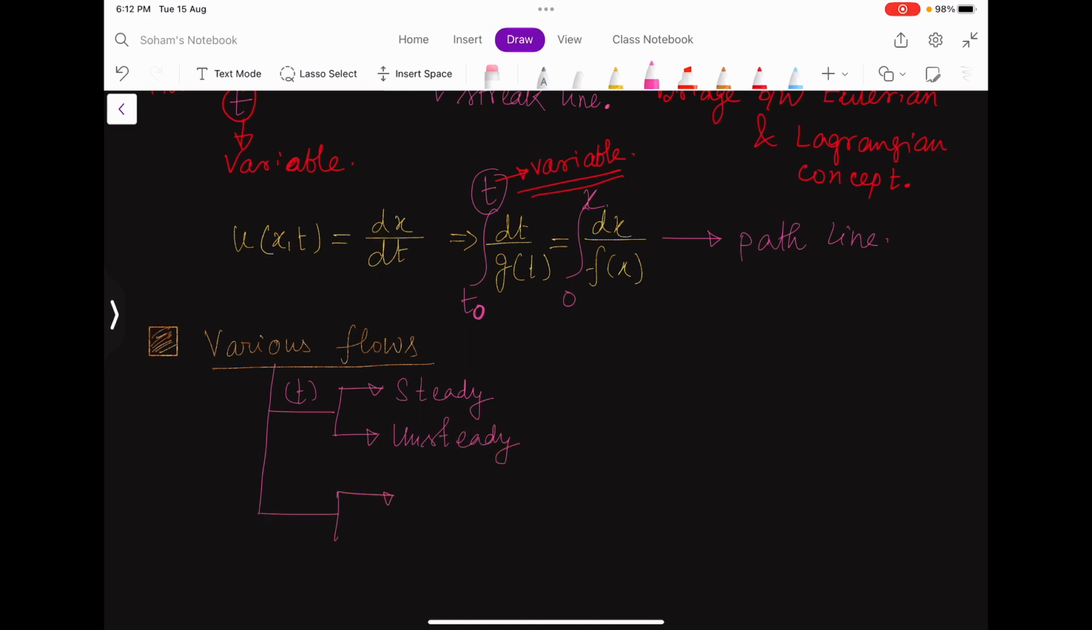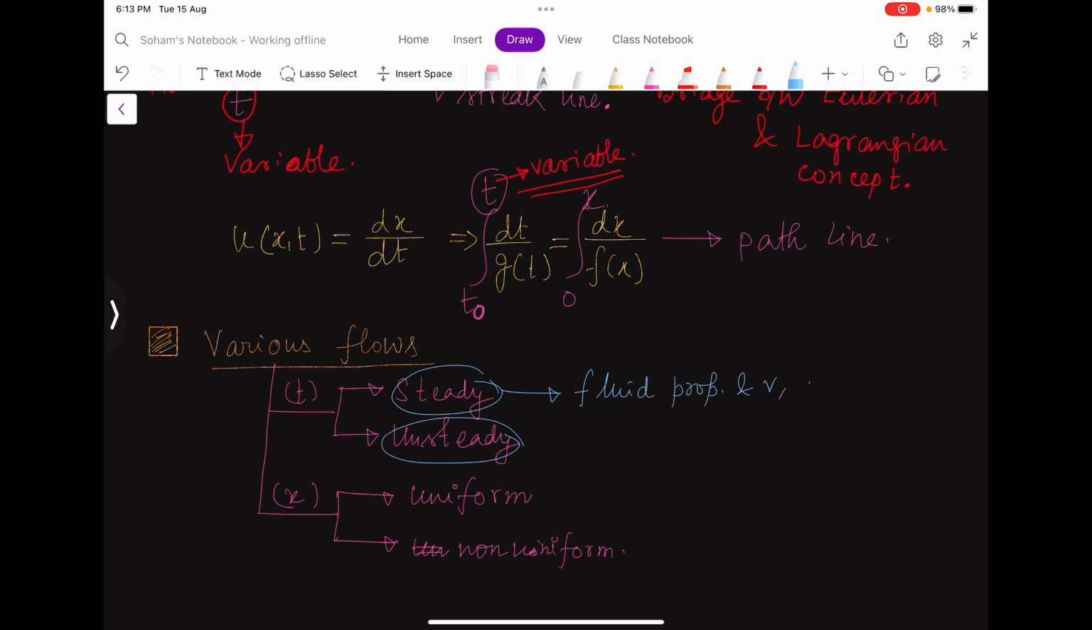Another is based on the position dependence. So this is uniform, and this is non uniform. So I am just talking about steady and unsteady now. Steady means the fluid properties and velocity, acceleration will not be a function of time, and unsteady means these things will be functions of time.